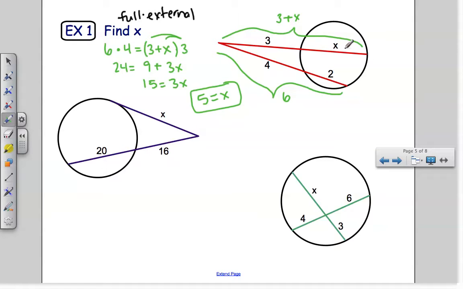And that seems like that could be pretty reasonable. Okay, so secant segments, I did the full thing times the external part of it. Keep in mind I had to add to get the full length.